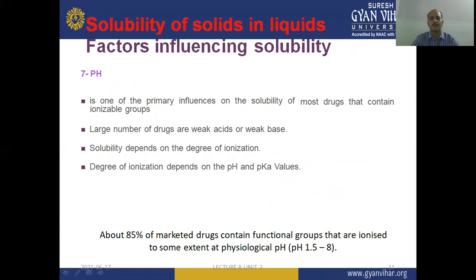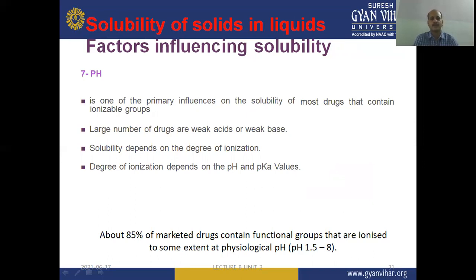Now the next very important parameter is known as pH. pH is the negative logarithm of hydrogen ion concentration, and it is one of the primary influences on the solubility of most drugs that contain ionizable groups. A large number of drugs are either weak acids or weak bases, so solubility depends on the degree of ionization. The degree of ionization is governed by the ionization constant, which can be represented by pKa. The degree of ionization depends on the pH and pKa values.